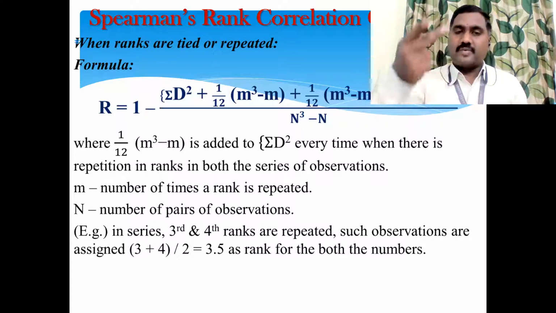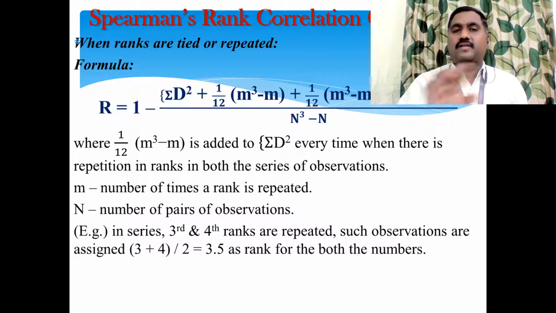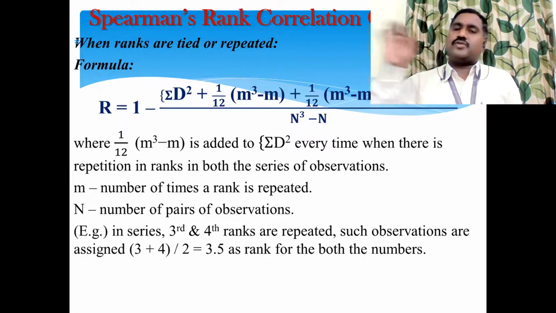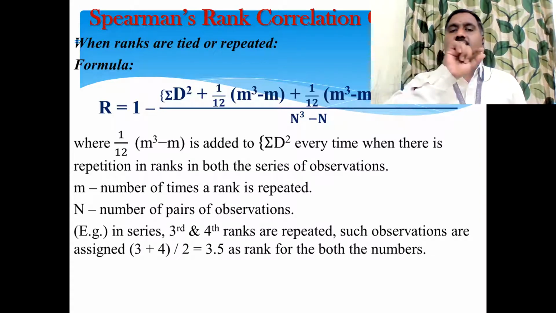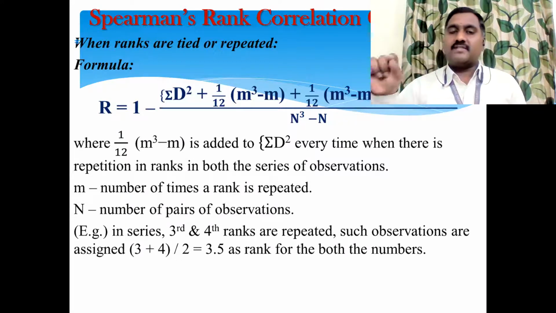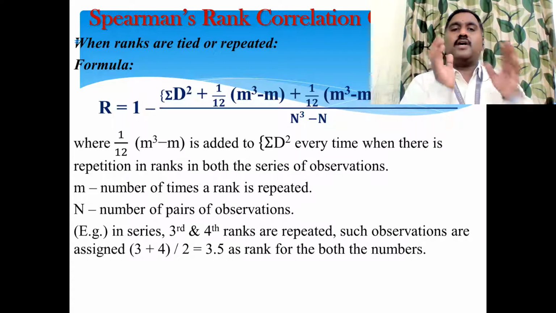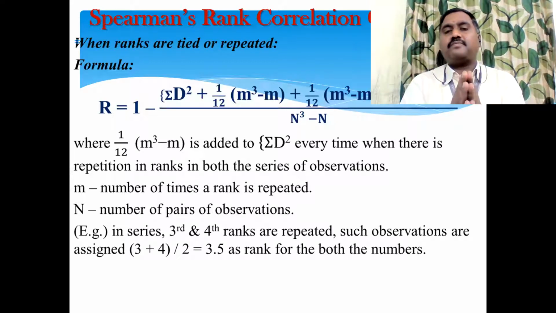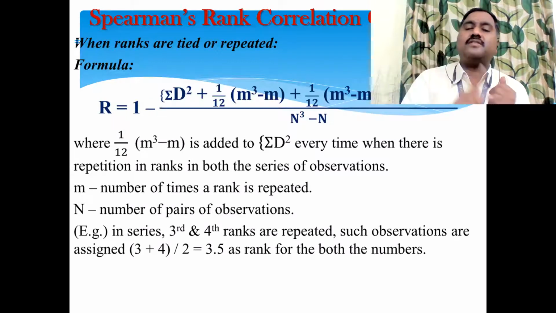Suppose two numbers are repeated, put two more 1 by 12 terms. Like that, it goes on. That's why I mentioned after the plus, the dots go on and so on. How many times a number or rank is repeated, that many times you have to put that combination, 1 by 12 into m power 3 minus m. M is the value, how many times a particular number is repeated.